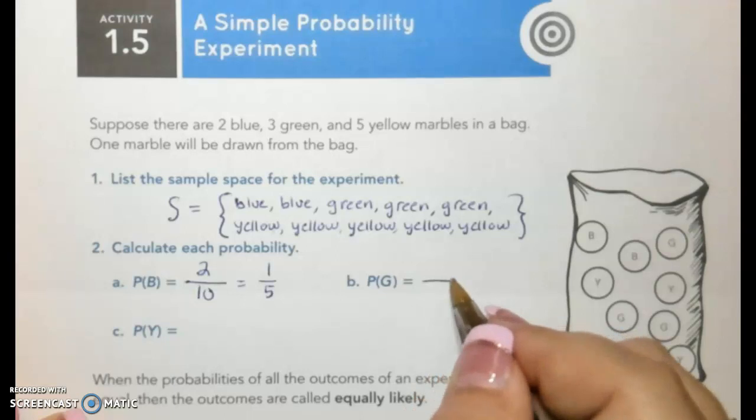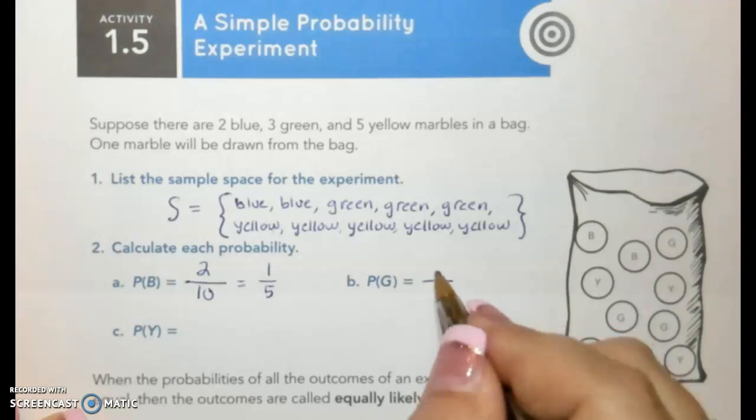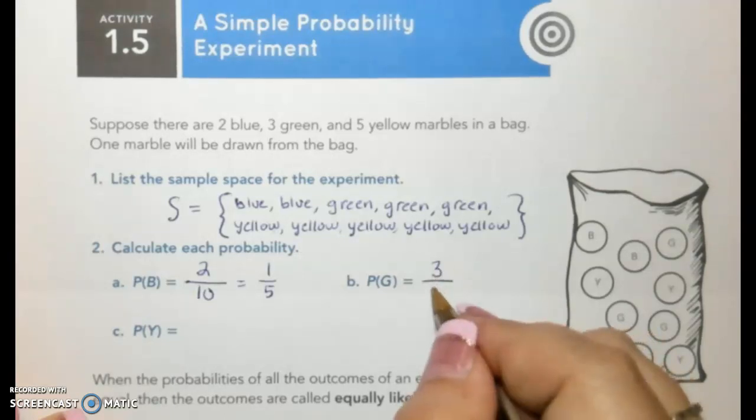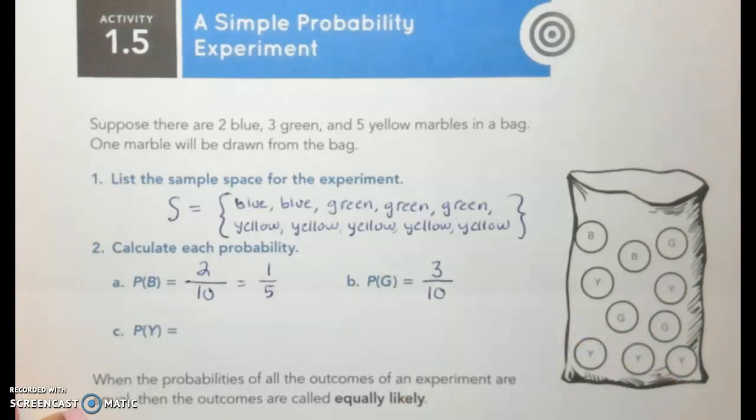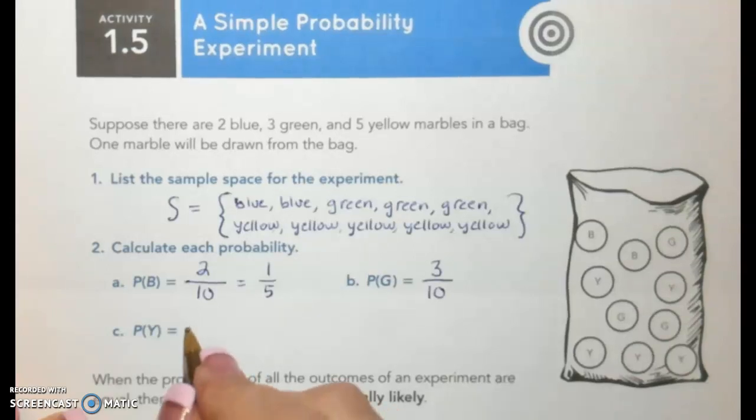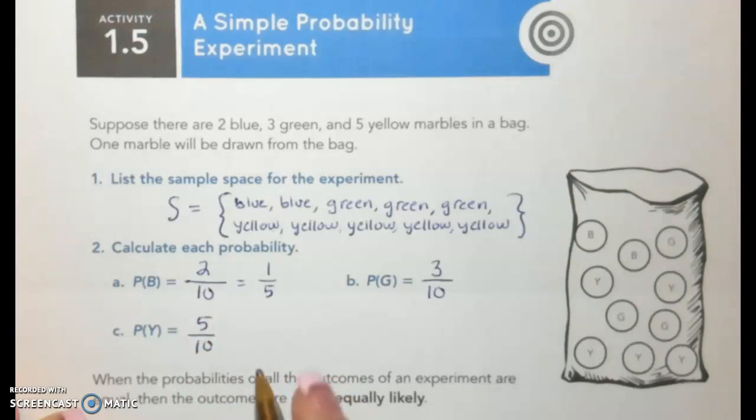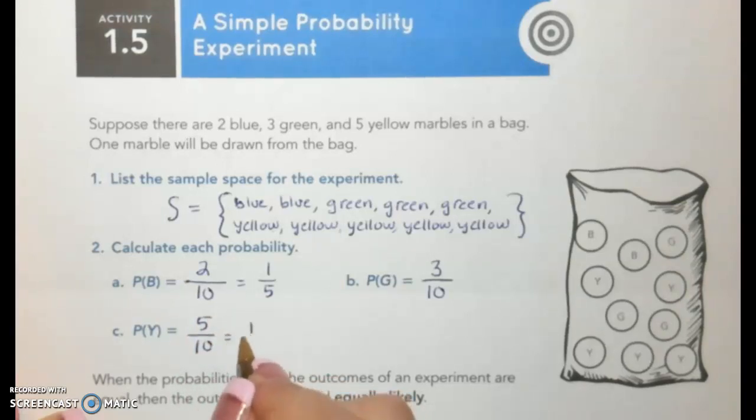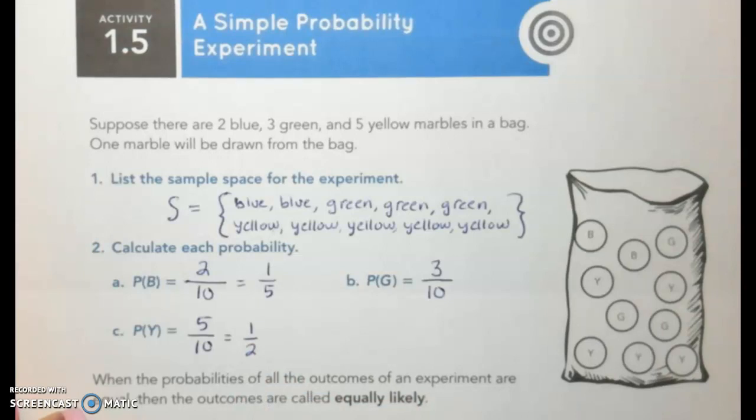All right. The probability of selecting a green, there are 3 green marbles out of 10. That cannot be simplified, so the probability of selecting a green marble is 3/10. And last but not least, the probability of selecting a yellow. There are 5 yellow marbles in the bag out of 10 marbles altogether. And if I simplify that, that will give me 1/2.